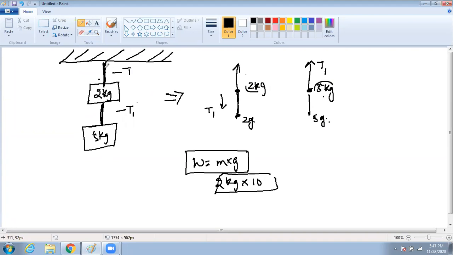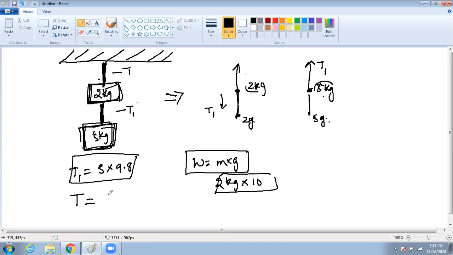That means this tension T is holding the weight due to this mass and the weight due to this mass. But this tension is only holding this weight. So I can write T1 as 5 into 9.8, correct? And this T is holding this one and this one. That means T equals this tension and this weight, so it will be 2 into 9.8 plus T1. Everybody clear? Any questions? Yes, sir. That means this tension and this weight together.